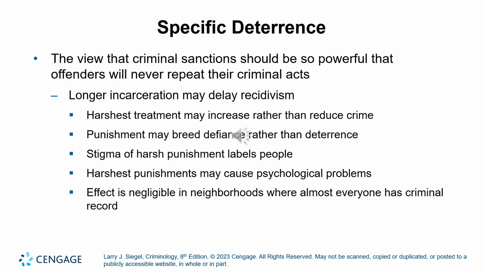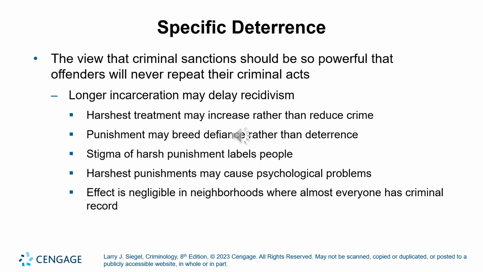Specific deterrence focuses on the idea that punishment should be strong enough to prevent an offender from committing another crime in the future. The assumption is that if someone experiences serious consequences once, they won't want to repeat the behavior. In some cases, longer incarceration may delay reoffending simply because the person is removed from the community for a longer period. However, research also shows several problems with relying on harsh punishment. In some situations, the harshest treatment can actually increase crime rather than reduce it. Punishment can sometimes breed defiance, making offenders more resistant to authority instead of more compliant.